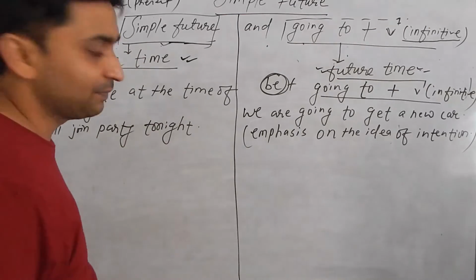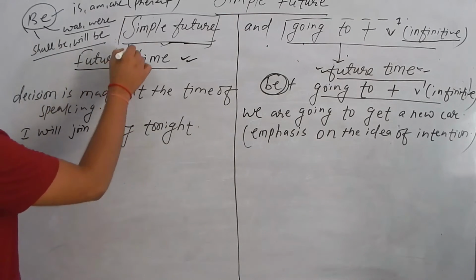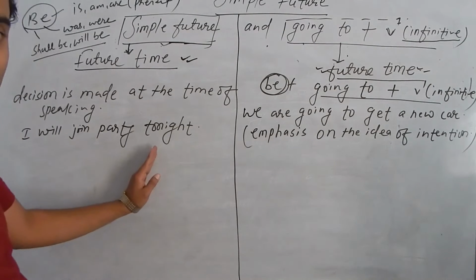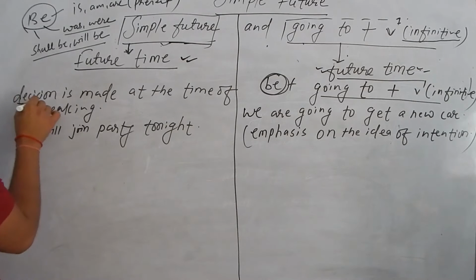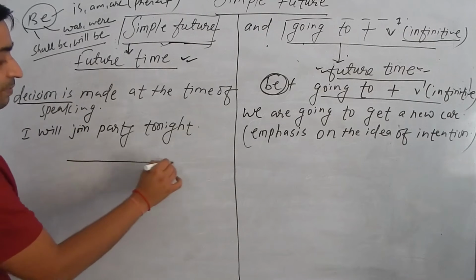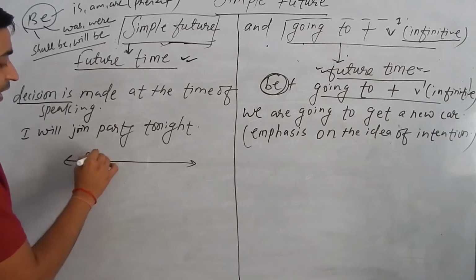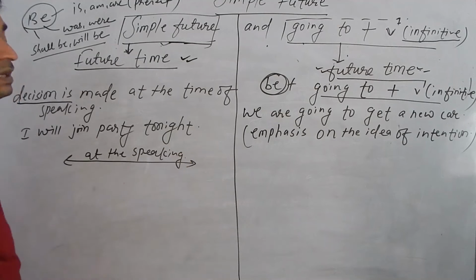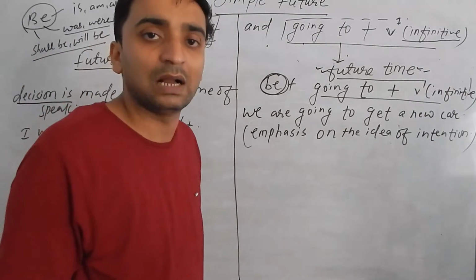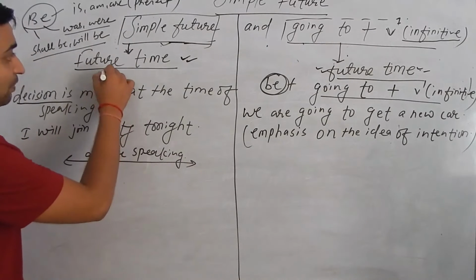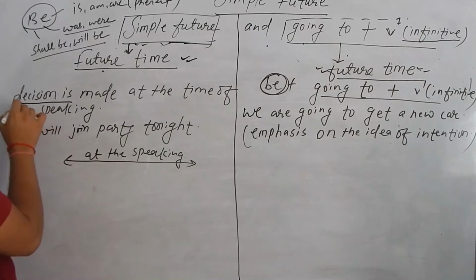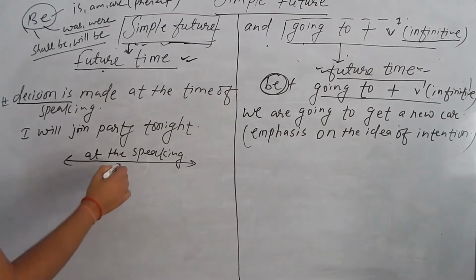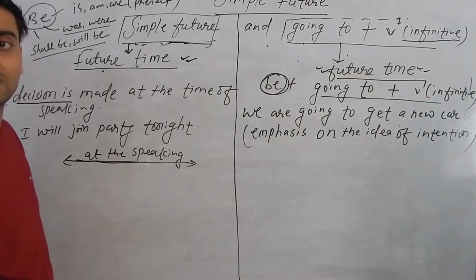Now see what I have written. Both are used for future time. So actually in simple future, when you say I will join the party tonight, it means you take the decision at the time of speaking. यदि बोल्ने समयमा तिमी कुनै डिसिजन लिइरहेको छौ भने भविष्यको कामको लागि, for such action simple future tense is used. What I have written is very important. Decision is made at the time of speaking. बोल्ने समयमा त्यो डिसिजन लिइन्छ.